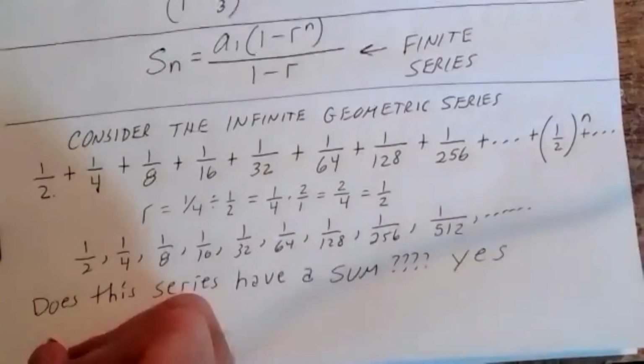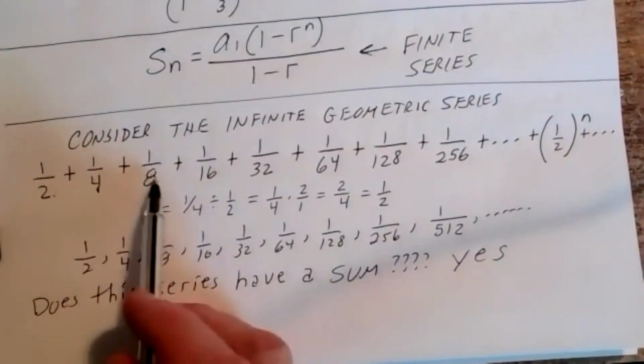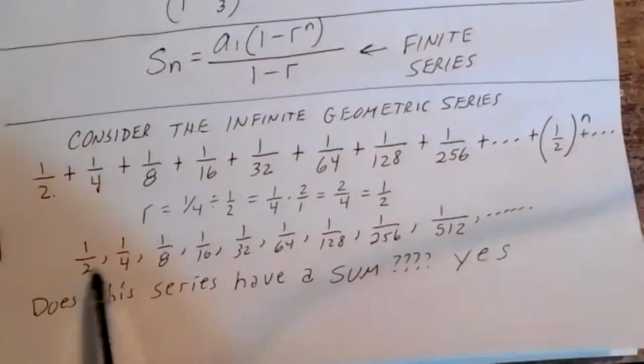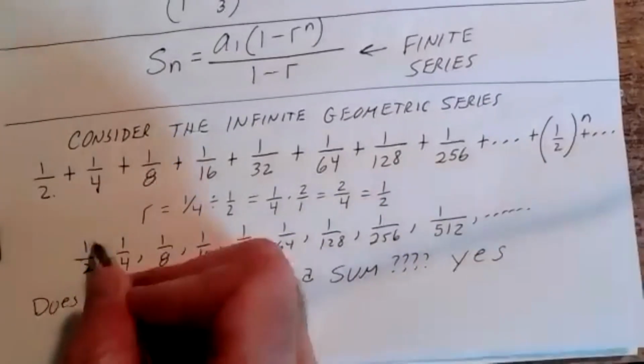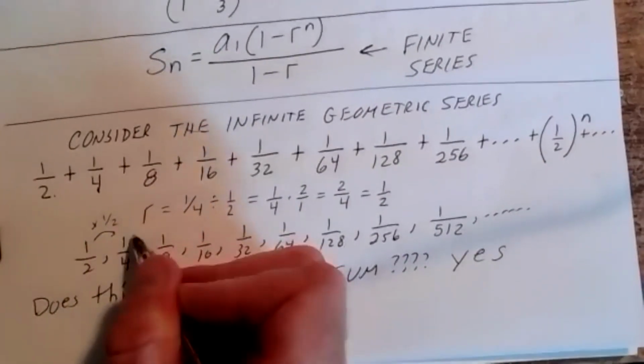In fact, ladies and gentlemen, let's take a look at something here. The common ratio is what? For this geometric sequence here, the common ratio is 1/2, because to move from any term to the next term, you got to keep multiplying by 1/2. Isn't that true?